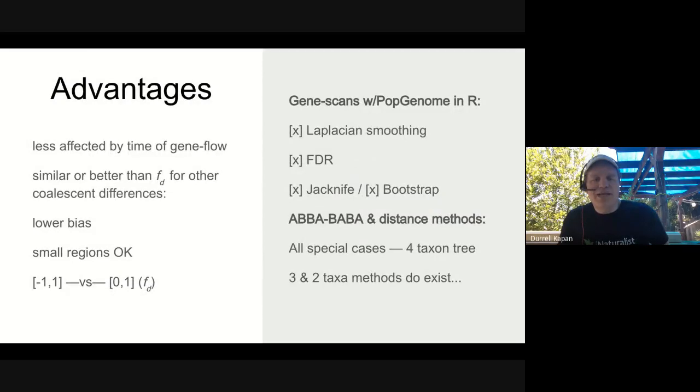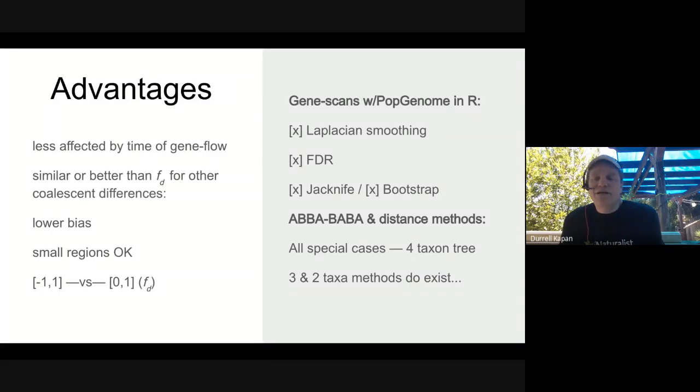So essentially we have a new statistic that has some good properties, still goes over 0 to 1. It works for small regions. It's designed for gene scans. So how do you calculate this? This is built straight into R, the PopGenome package, which also does all your basic population genomics statistics. And Bastian built in the ability to smooth your data, to do false discovery corrections are available with R, and we can take advantage of R's jackknife and bootstrap methods.